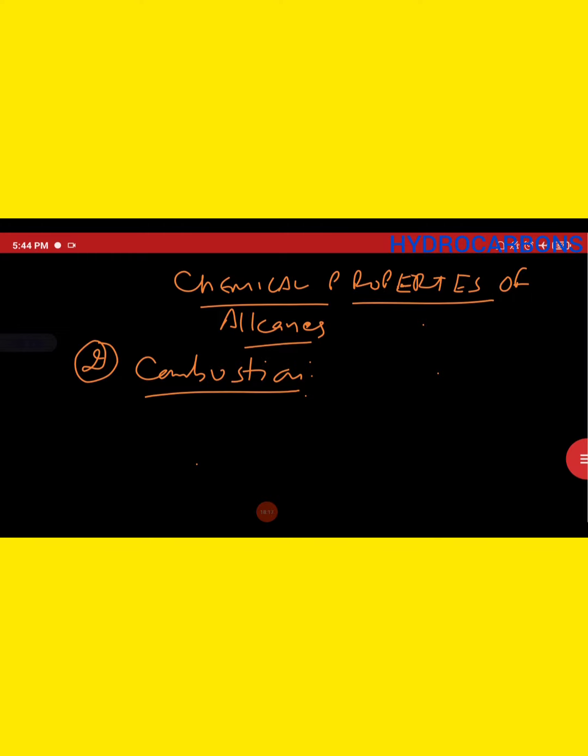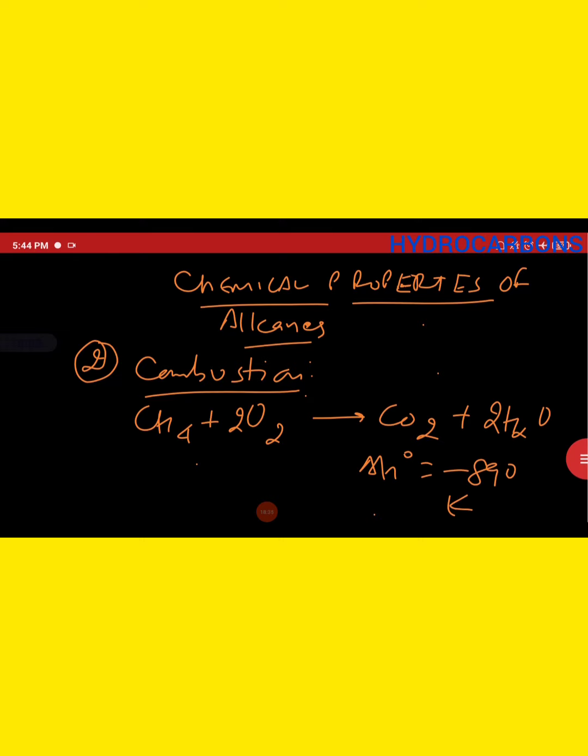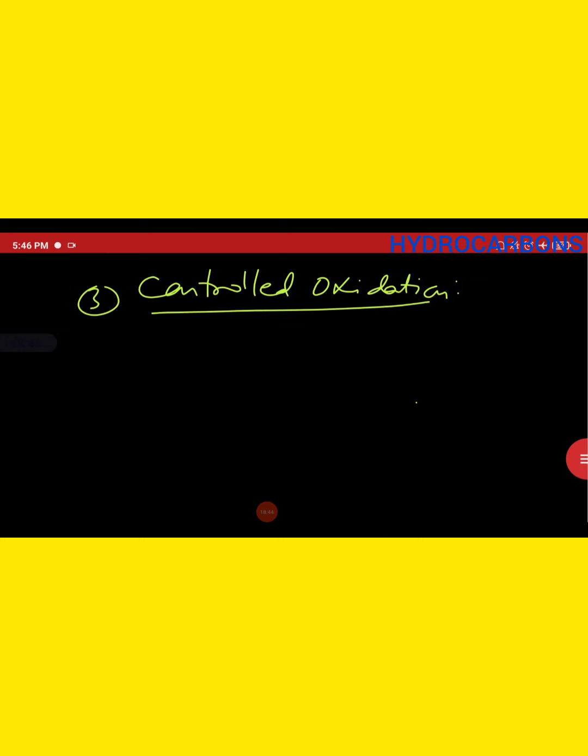Now move to the next property of alkanes. When alkanes are heated in the presence of air or oxygen, they oxidize completely into carbon dioxide and water, and a large amount of heat energy is released, in kilojoules per mole. So now the third chemical property is controlled oxidation. When alkanes are heated with a regulated supply of air at high pressure in the presence of a suitable catalyst, they give a variety of oxidation products.